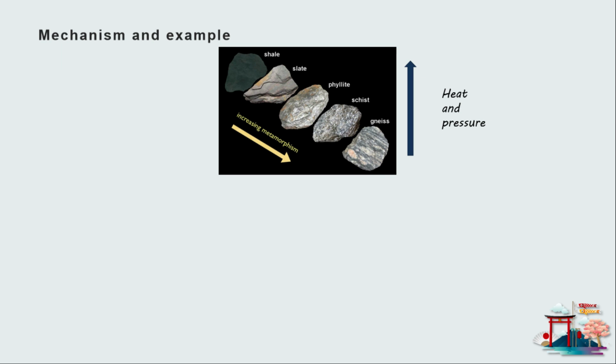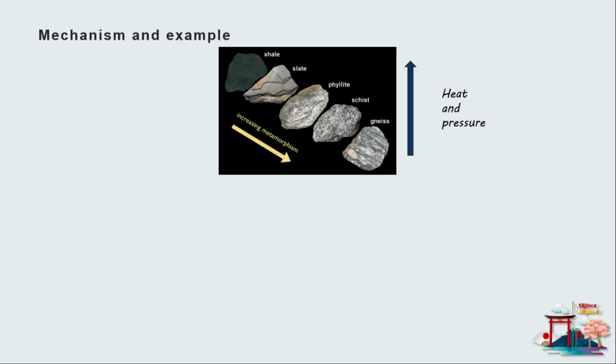Let's move to the last part, the example of the metamorphic rock process, mechanism and example. This is a typical progression of metamorphism that occurs, starting with the sedimentary rock shale. If you add heat and pressure, it will metamorphosize to slate. If you add more heat and pressure, it will become phyllite. More, it will become schist. Even more, and it will become the metamorphic rock gneiss. Gneiss has bands of minerals. That's a result of intense pressure.